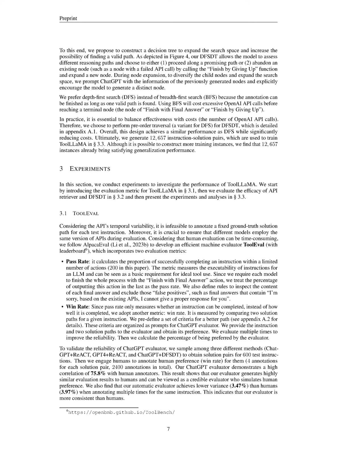Section summary. The conventional methods of decision-making, such as COT or REACT, have limitations like error propagation and limited exploration, which make it difficult for models like GPT-4 to find valid solution paths. To address this, we propose a depth-first search-based decision tree, DFSDT, that expands the search space and increases the chances of finding a valid path. By using DFS instead of BFS, we can finish the annotation as soon as one valid path is found, reducing costs while maintaining effectiveness. This approach generates 12,657 instruction solution pairs, which are used to train ToolLLaMA and achieve satisfying generalization performance.